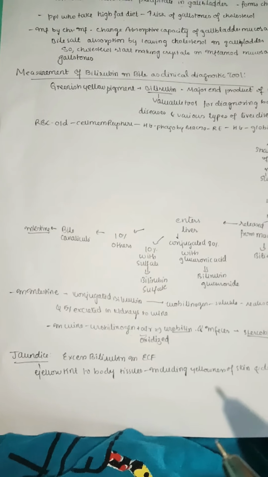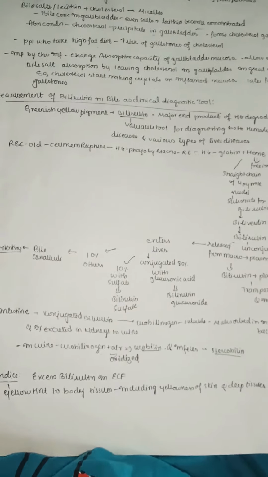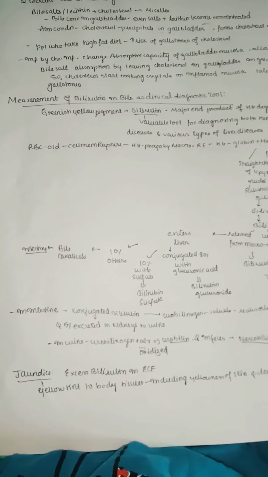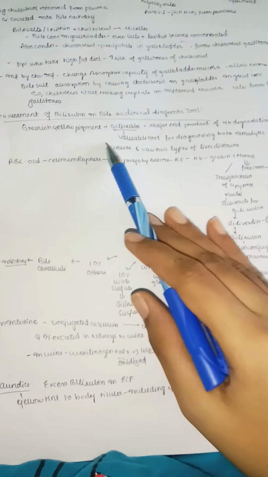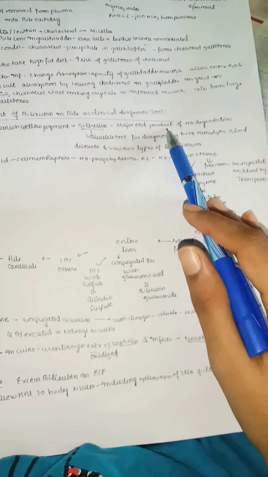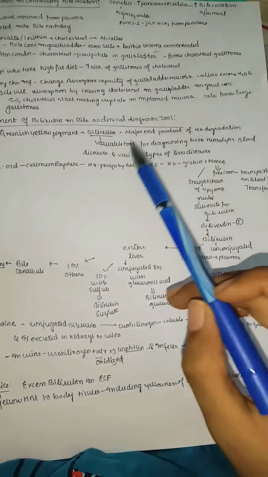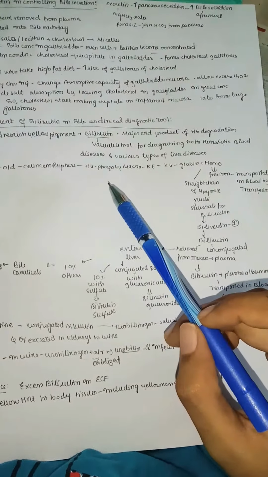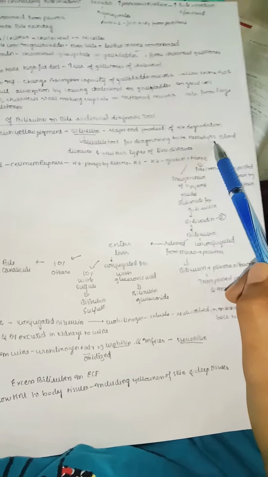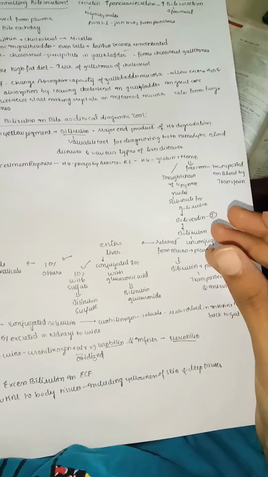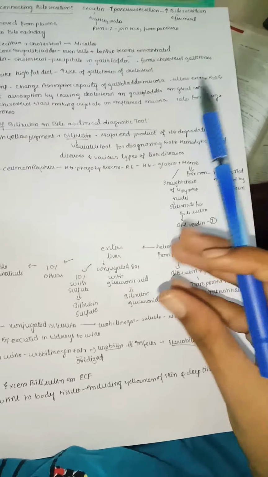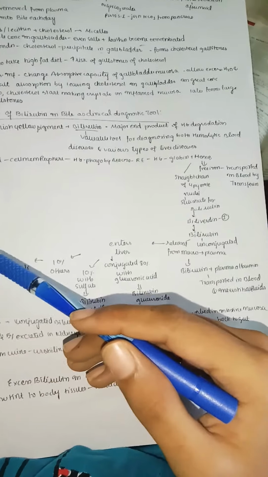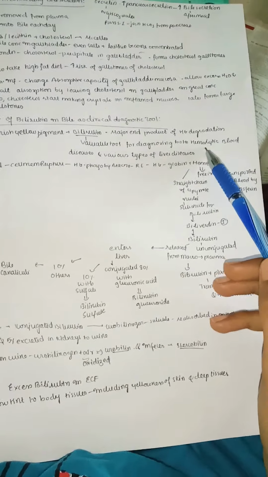Now the final one, measurement of bilirubin in bile as a clinical diagnostic tool. So what is bilirubin, how is it formed, let us see. The greenish yellow pigment is bilirubin, which is a major end product of hemoglobin degradation, and this bilirubin is a valuable tool for diagnosing both hemolytic blood diseases and also various types of liver diseases. Remember, bilirubin is used to find out hemolytic diseases, because hemolytic means RBCs are breaking down. If RBCs break down, bilirubin is released from the hemoglobin. So we can find out both hemolytic blood diseases and different types of liver diseases.